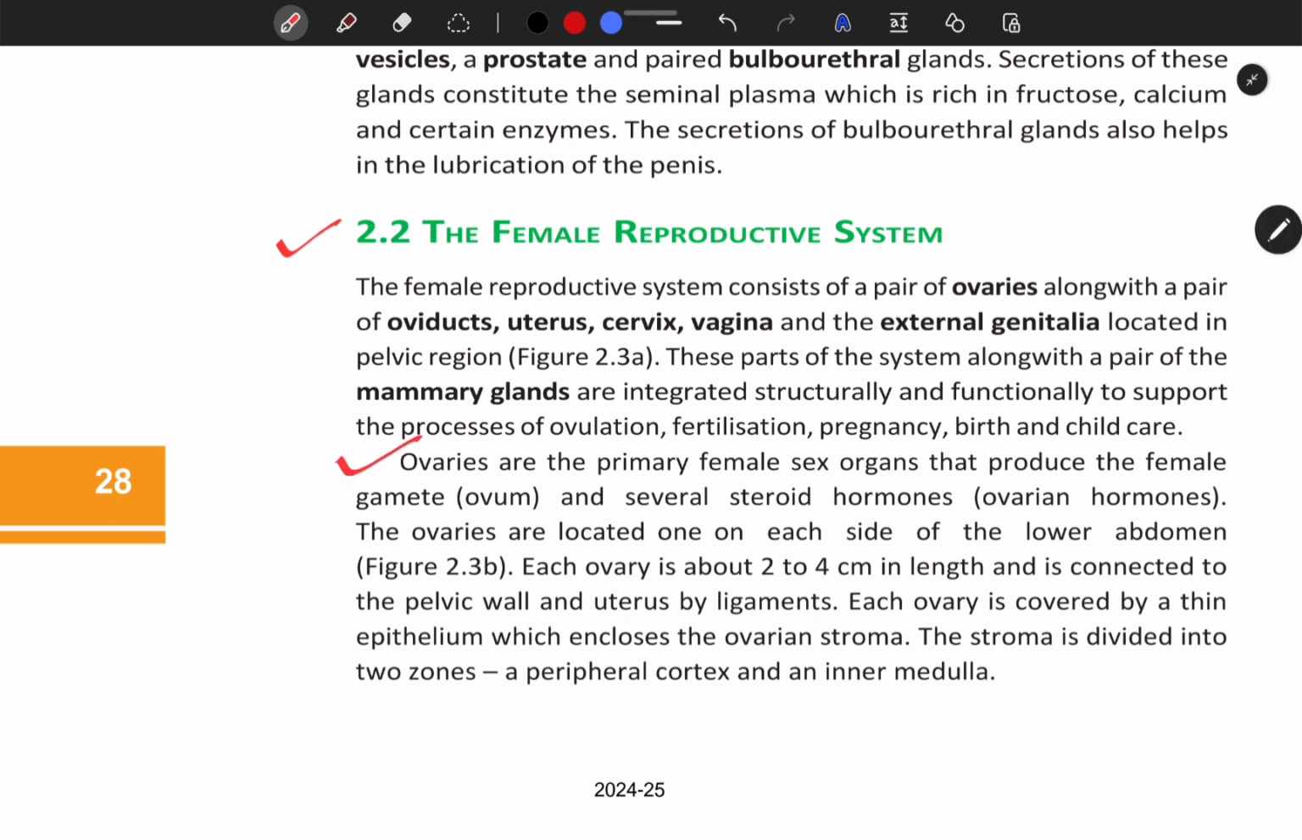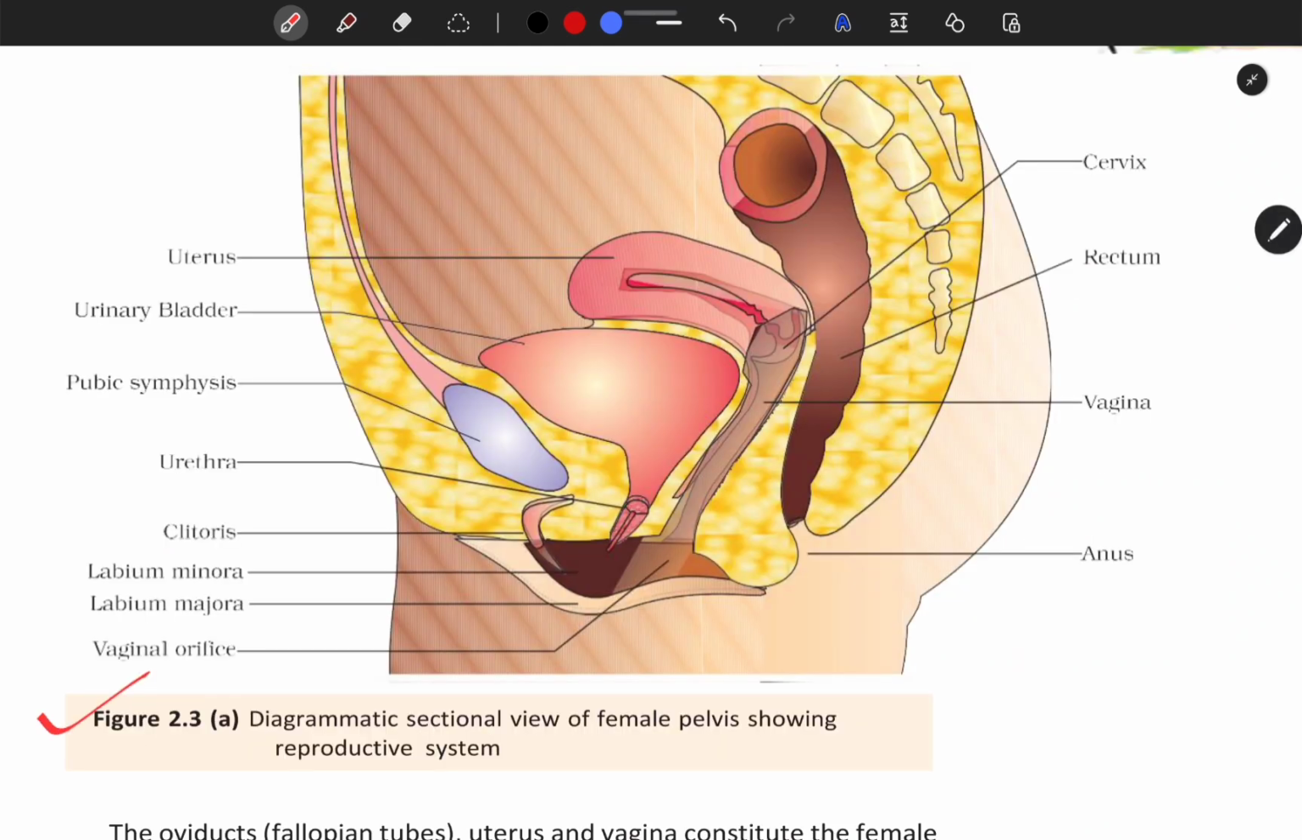Ovaries are primary female sex organs that produce the female gamete, that is ovum, and several steroid hormones, that is ovarian hormones. The ovaries are located one on each side of the lower abdomen. Each ovary is about 2 to 4 cm in length and is connected to the pelvic wall and uterus by ligaments. Each ovary is covered by a thin epithelium which encloses the ovarian stroma. The stroma is divided into two zones, a peripheral cortex and an inner medulla. Figure 2.3a is a diagrammatic representation of sectional view of female pelvis showing reproductive system.